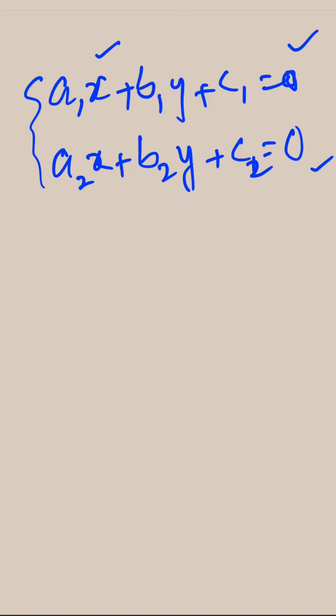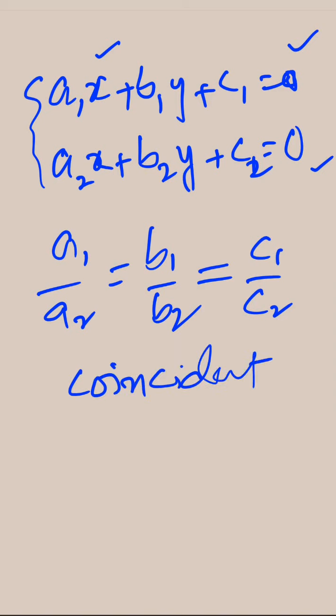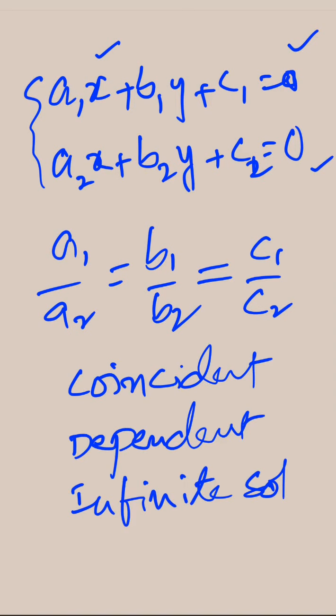And the last condition is if a1 by a2 is equal to b1 by b2. If not equal, directly it is a unique solution, intersecting lines. But if it is equal, and not equal to c1 by c2, we checked already. If equal to c1 by c2, what happened? All the three ratios are equal. Then the lines are coincident lines.